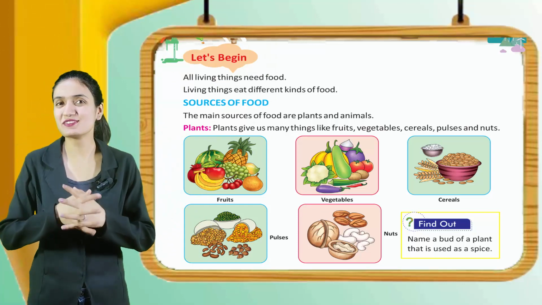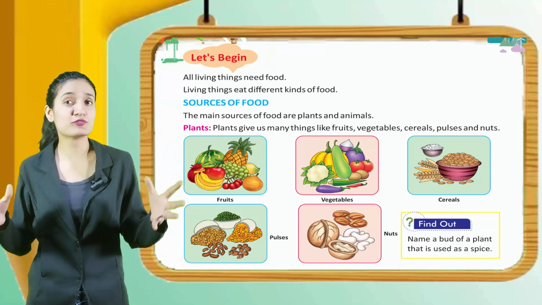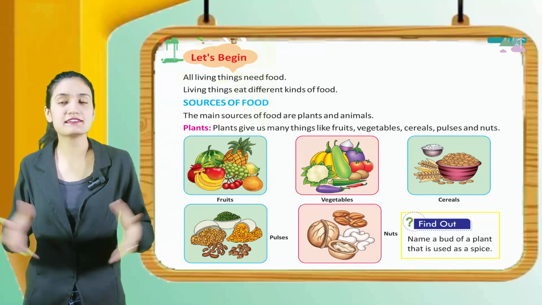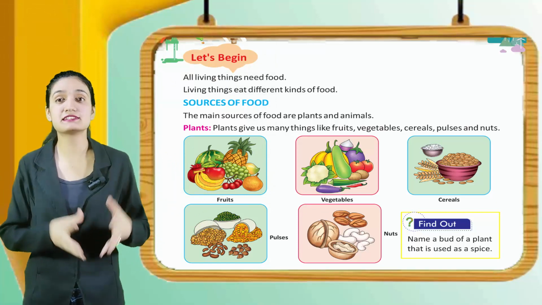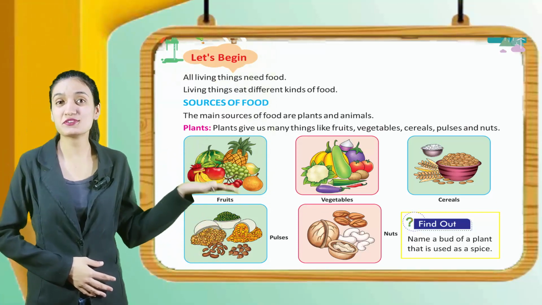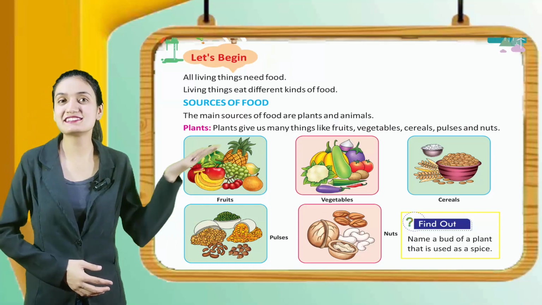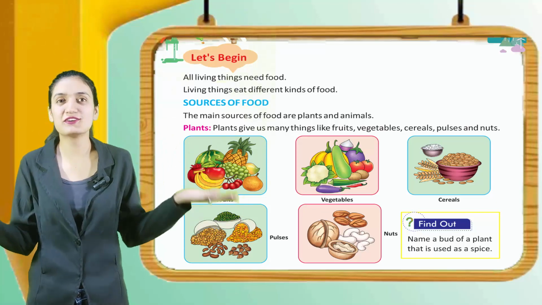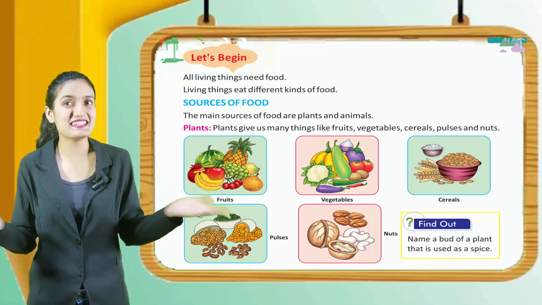Now let's see the sources of food. The main sources of food are plants and animals. Plants give us many things like fruits, vegetables, cereals, pulses and nuts and what not. So there is a large variety of food items that we can eat.